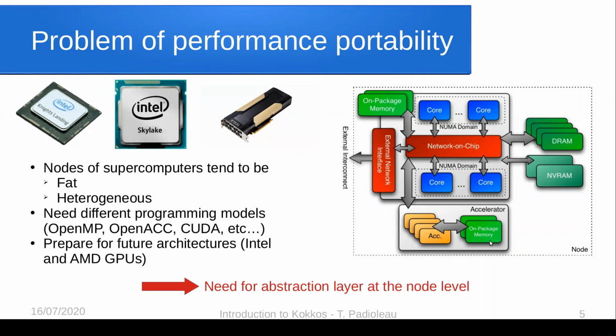So to target all of these architectures, we need different programming models. Usually OpenMP, OpenACC, CUDA, and others. And we also need to prepare for future architectures which are coming. So we need some abstraction layer to avoid re-implementing and to ease maintainability of codes. This is for the portability issue. But we also want performance. So we need an abstraction that is able to handle performance.